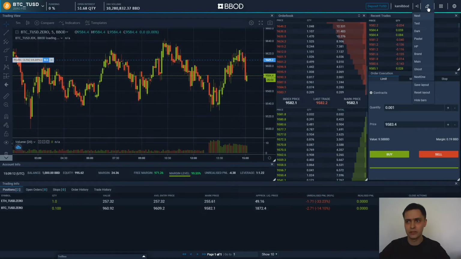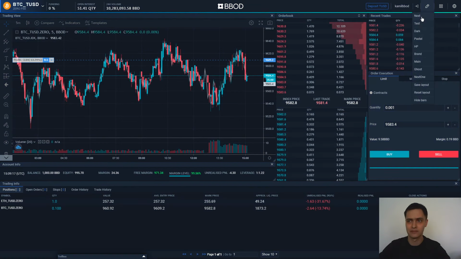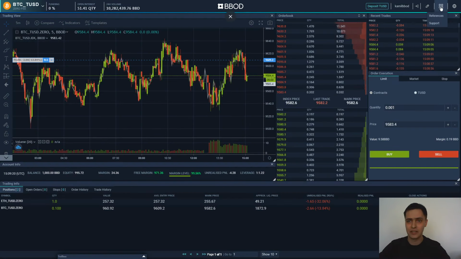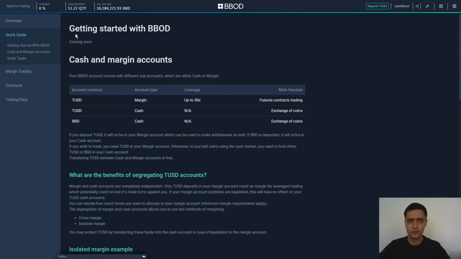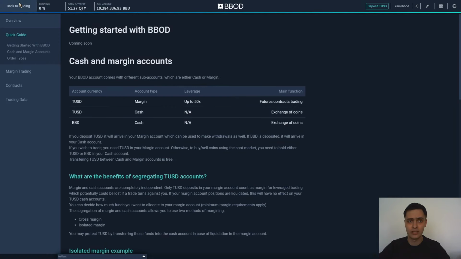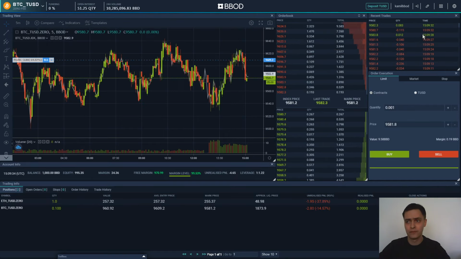Here you can choose your theme, whichever fits you the most. And here, as I said before, are the references. So you can read more information if you are interested and get all the fee structures, all the mechanics, how things work here. And also, if something is not working for you, you can just create a support ticket. So it's all here in one place, easy, accessible, and obviously switching your language.